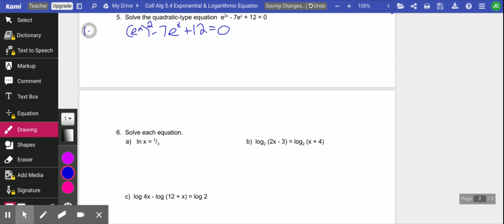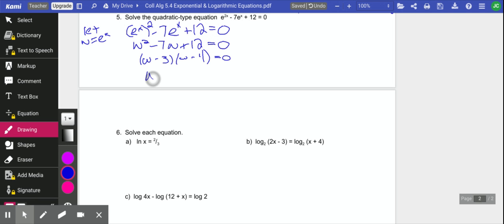Okay, so what we're going to do is let w equal e to the x. So instead of all this mess, we're just going to have w squared minus 7w plus 12 equals 0. This is something that we can factor super easily. So we have w minus 3, w minus 4 equals 0. So w equals 3 or w equals 4.